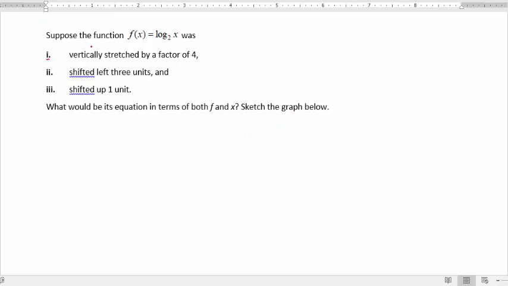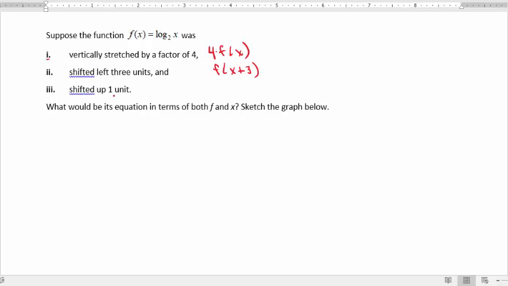So again, remember what these basic transformations did to the function, right? So a vertical stretch by a factor of 4 would be taking f of x and multiplying it by 4. So that would be 4 times f of x. A shift left 3 units would actually be taking f of x and replacing x with x plus 3, because remember the form is x minus h, and in this case h is negative 3, right? Because it goes left 3. So when h is negative 3, x minus negative 3 becomes x plus 3. So it's f of x plus 3.